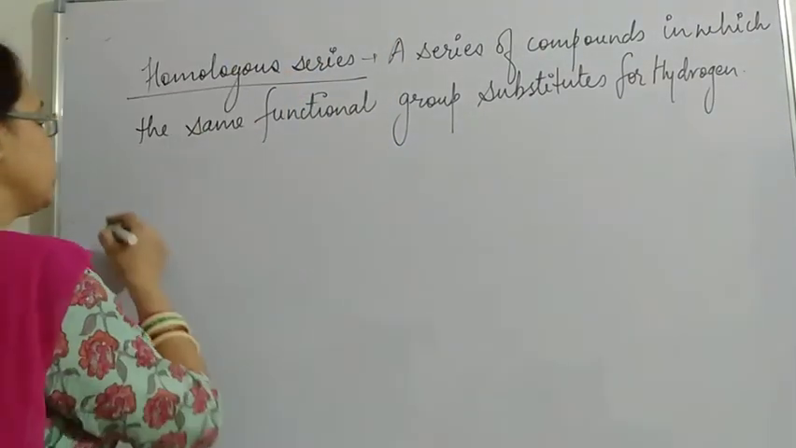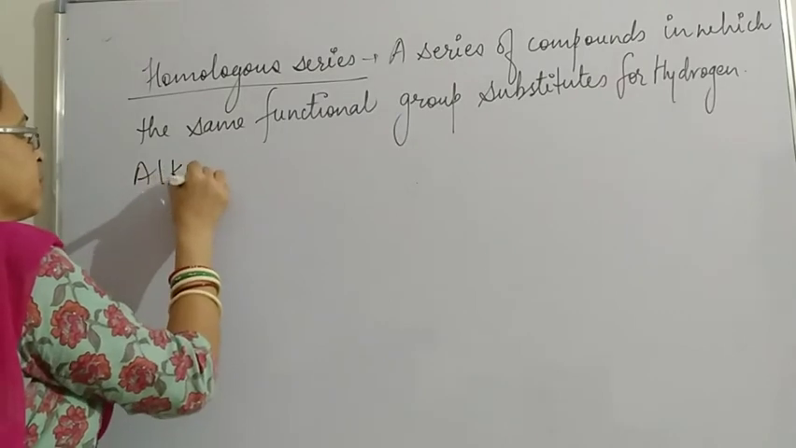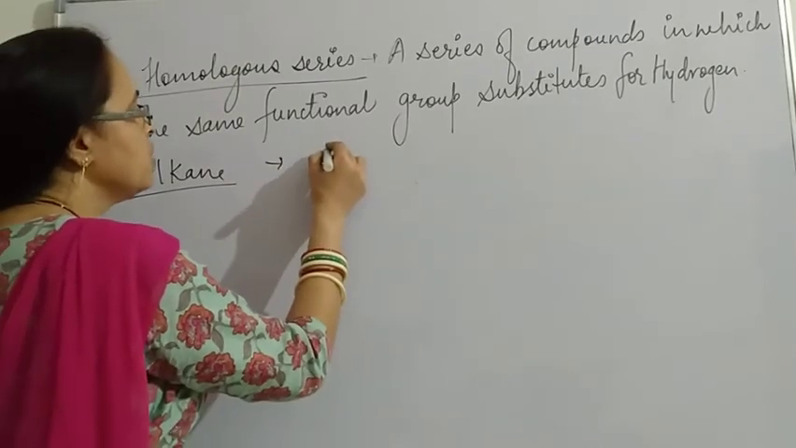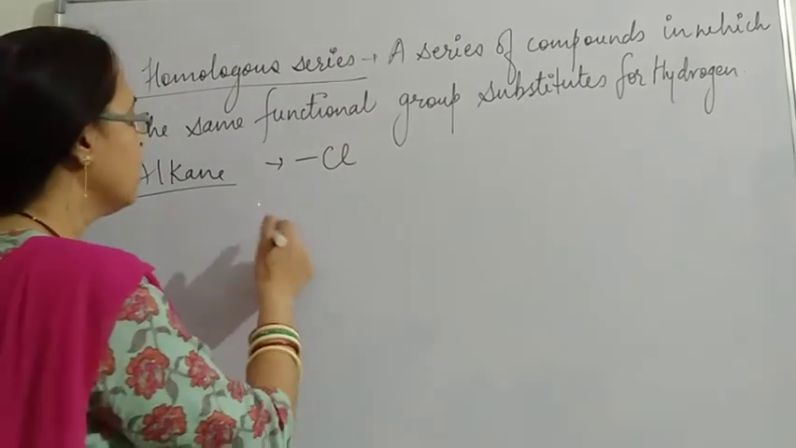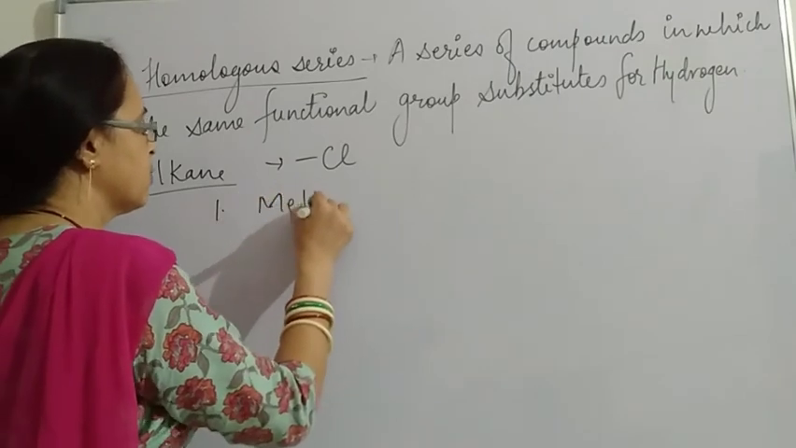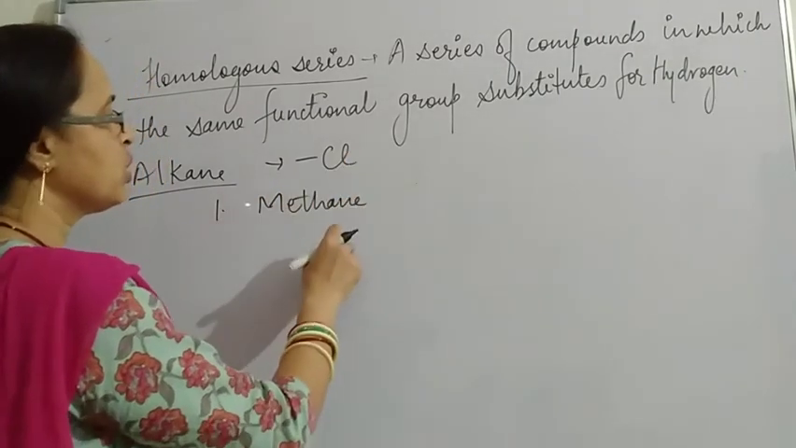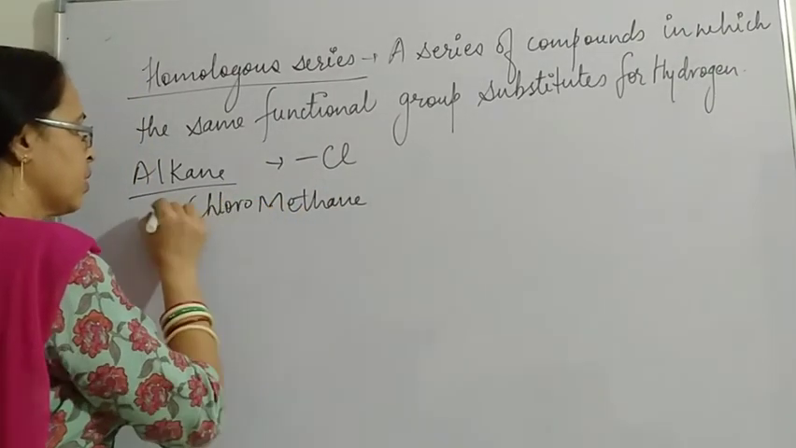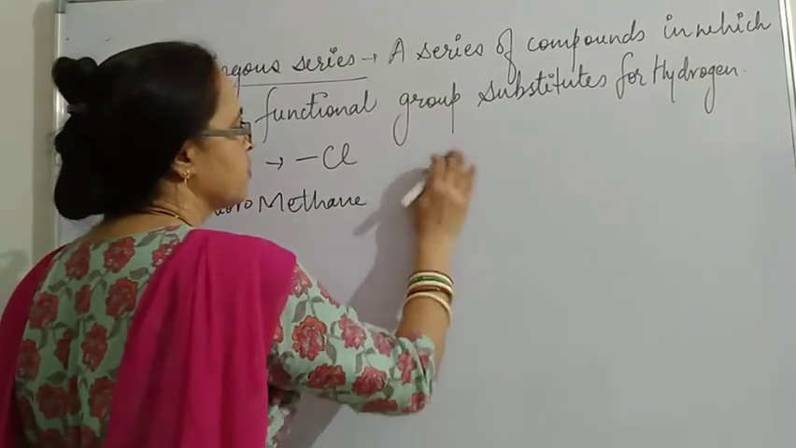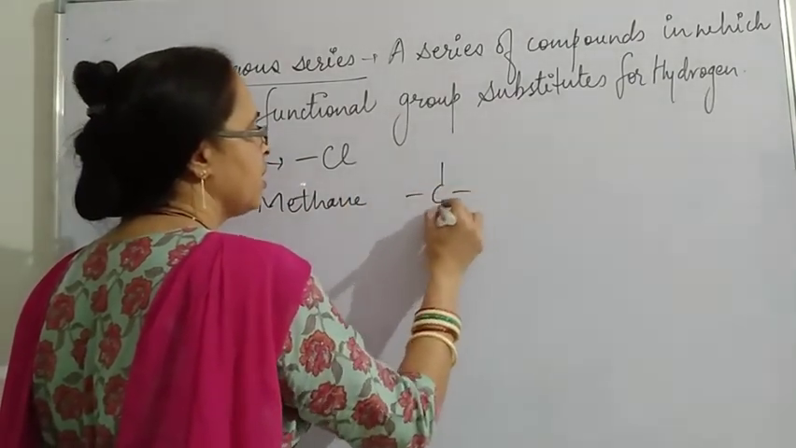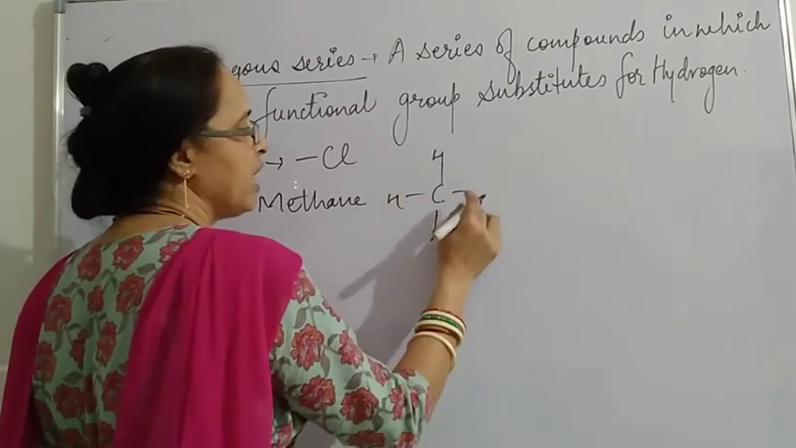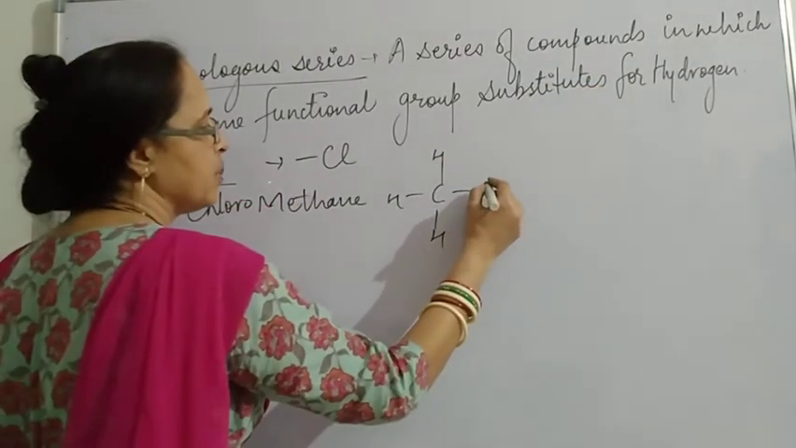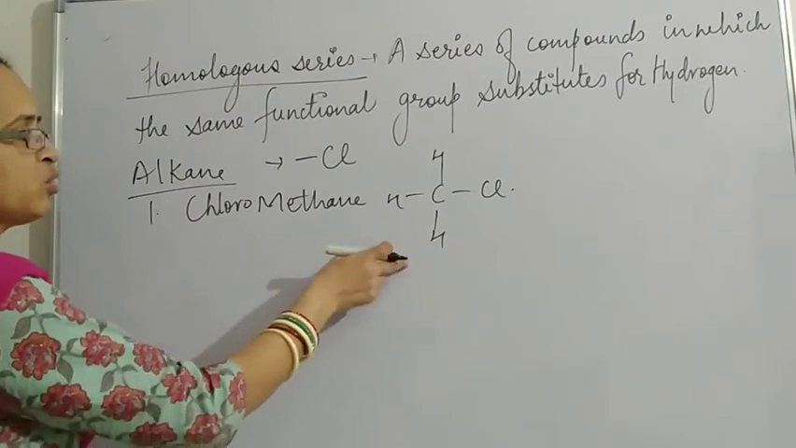For example, if I talk about the alkane series, any alkane series, if I am talking about the functional group, say chlorine. Okay, the first member is methane, and when we talk about the chlorine attached, then we call it chloromethane. The formula will be, you can see, CH3 and one hydrogen is substituted here. You can see that it substitutes for hydrogen. One hydrogen is substituted by chlorine. So this is the structural formula.